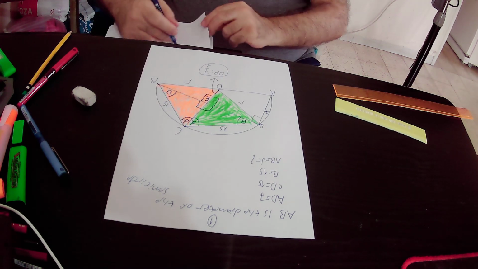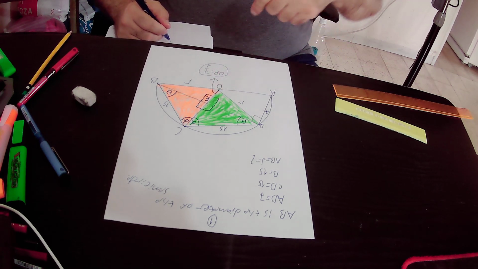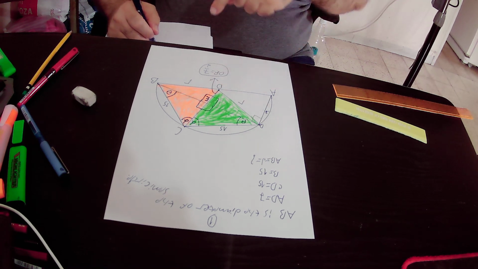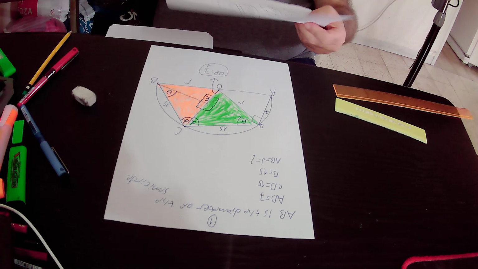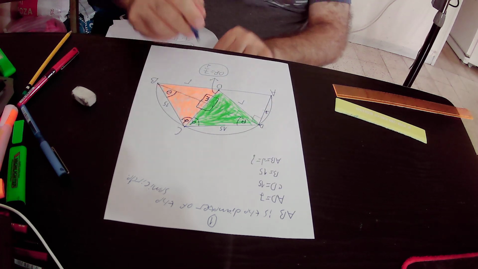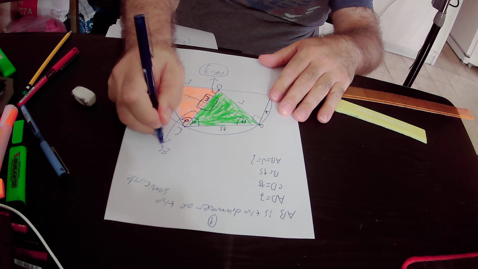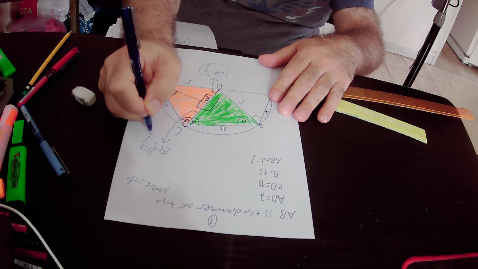But what is the value of OC? OC is the radius of this semicircle, so it is equal to R minus OE. OE equals 7 over 2. So in total, we got that EC equals R minus 7 over 2 units.